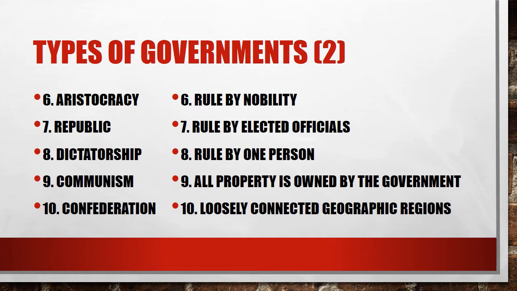But the aristocrats or the people who were born into the more wealthy families, they actually got to control the government just because they were wealthy. It didn't have anything to do with whether or not they were good at ruling or not, but the fact that they were wealthy meant that they got to control the government. Number 7 is a republic. So in a republic, you are ruled by elected officials.